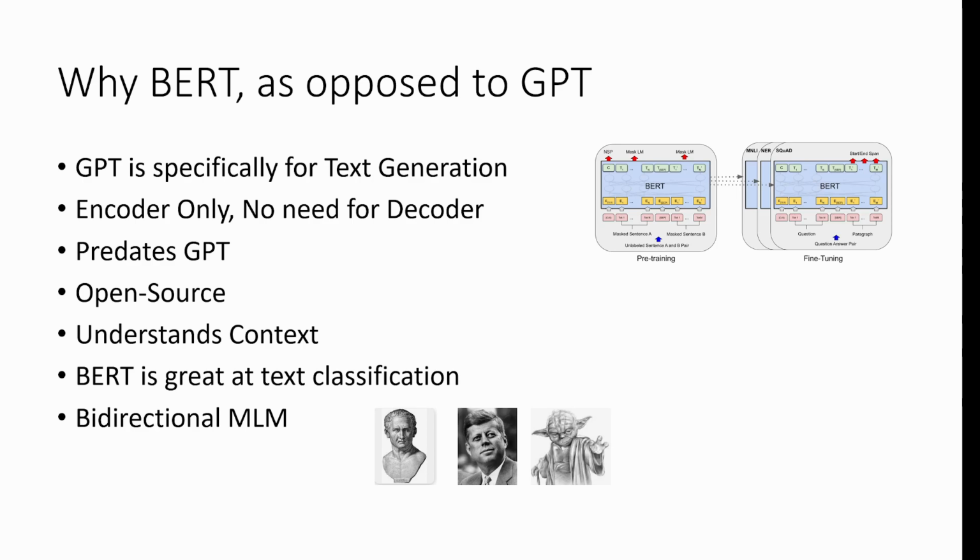BERT is also great at text classification. And this is because it's a bidirectional masked language model, meaning it's very good at processing language both before and after. And word order matters. We know of a lot of famous speakers in history and even fiction that change up the order of their sentence to convey special meaning.